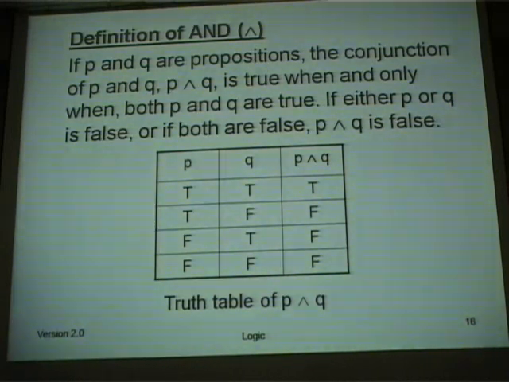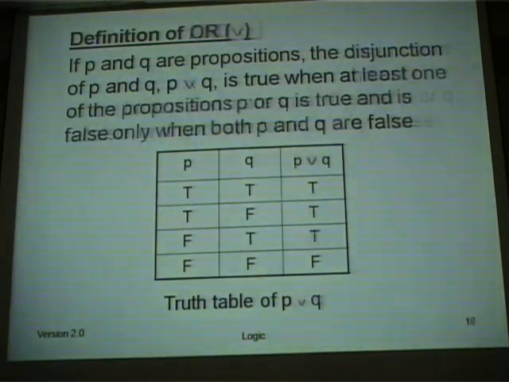According to this table, this conjunction becomes true only when both components become true. Otherwise, it is false. This truth table is very familiar to you. Now look at the next one, the truth table for the disjunction. It becomes false only when both components become false. Otherwise, it is true.